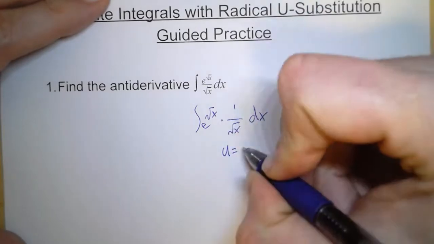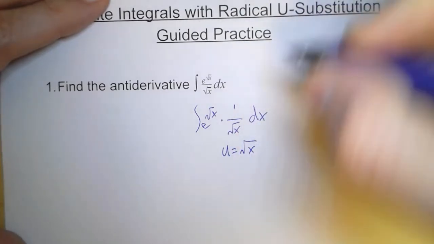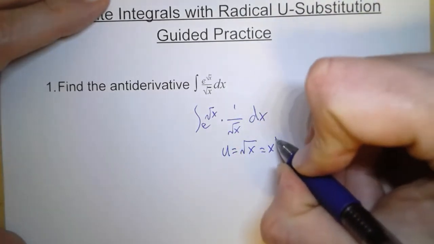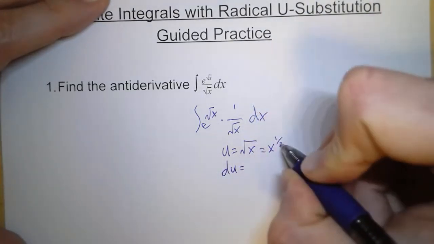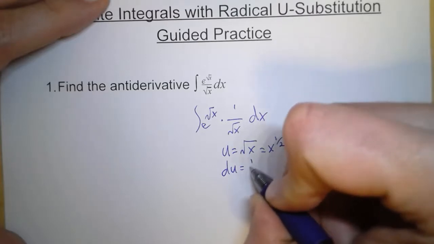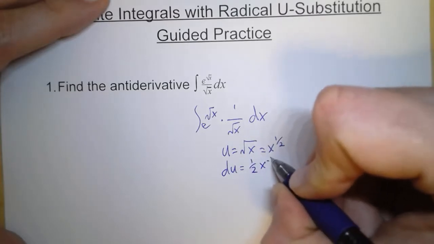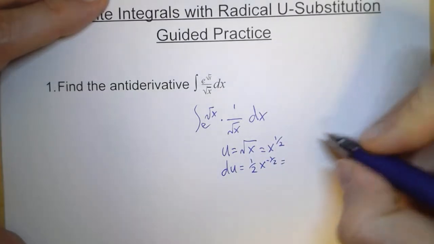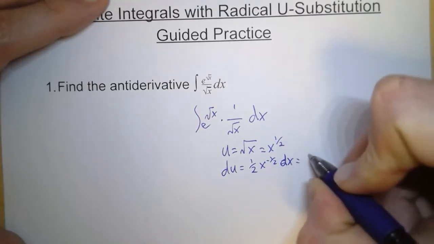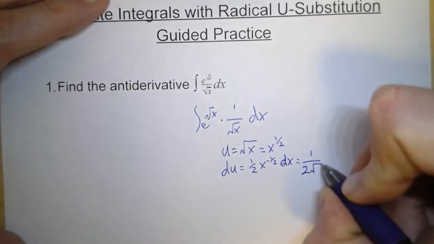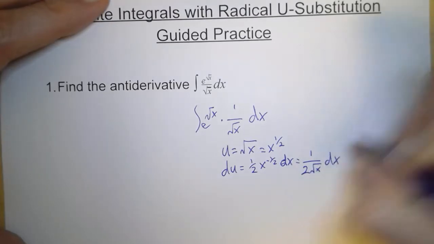So our u is going to be square root of x, which is the same as x to the 1/2. And du, well, using the power rule, we bring down the 1/2, so 1/2 x to the negative 1/2 dx. And so this is 1 over 2 square root of x dx.